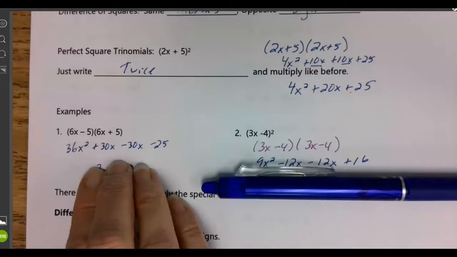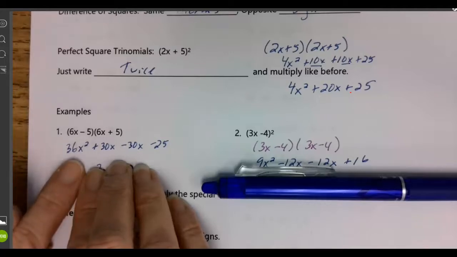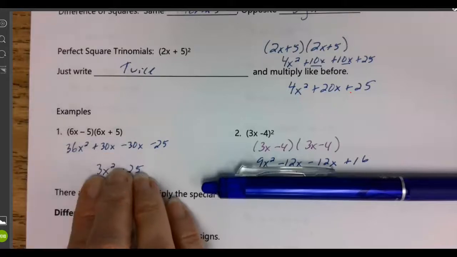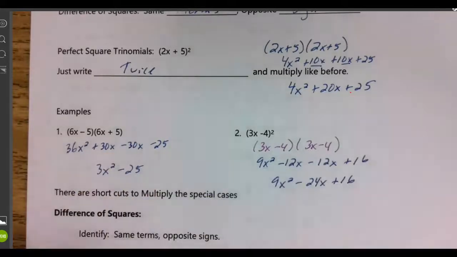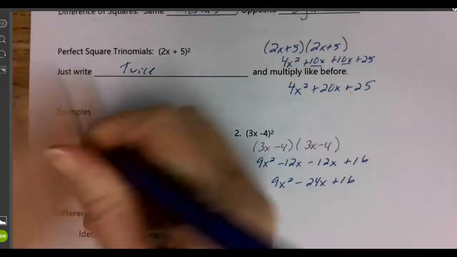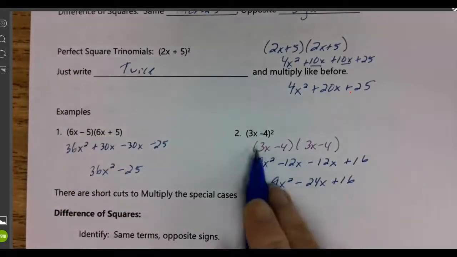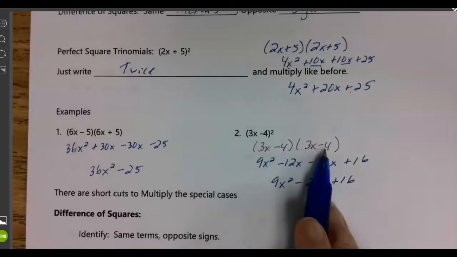Pause and do those. So when we distribute twice or use FOIL, we come up with 36x squared plus 30x minus 30x minus 25. And again, those middle terms are going to drop. So we just get 36x squared minus 25. Okay? When I come over here, I'm just going to take whatever that parentheses is, that quantity. I'm going to write it twice.